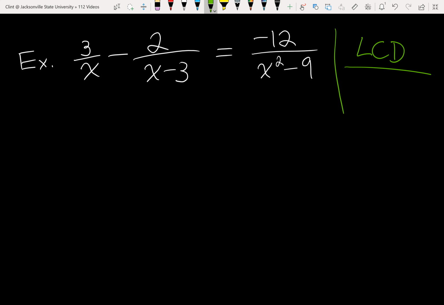So first, you want to make sure that all of your denominators are as factored as possible. Okay, so if we look at the first one, x, nothing to factor there. Second one, x minus 3, nothing to factor there. But if we look on the right side, x squared minus 9, that will factor. That's the difference of 2 squares. So that will turn into x plus 3 times x minus 3.